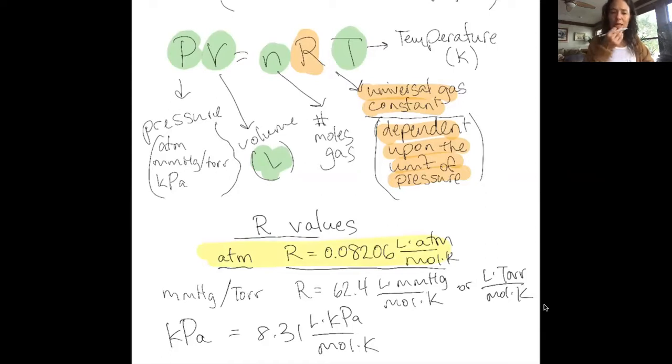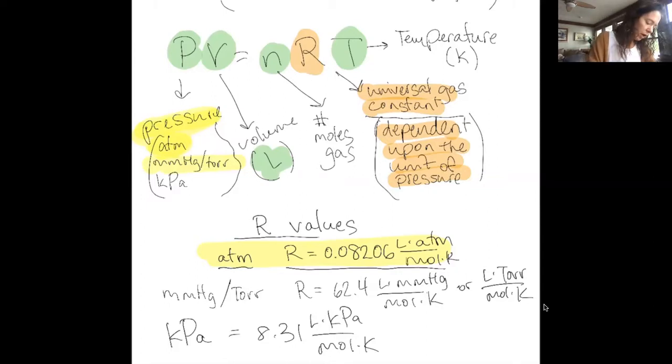And you could easily convert your pressure to atmospheres. You're probably not going to see kilopascals, guys. You could easily convert your pressures to atmospheres by dividing, if you have millimeters mercury or torr, just divide by 760. And you can memorize one R value and just convert your pressure to atmospheres and use that R value.